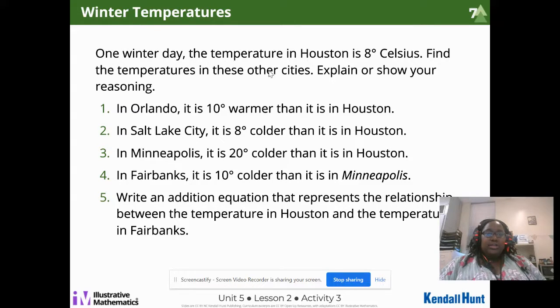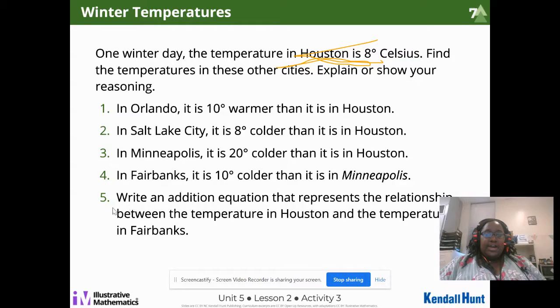So on a winter day, the temperature in Houston is 8 degrees Celsius. Find the temperature in these other cities and explain how you got it. So we're starting at 8 degrees here. And then each scenario changes. So this one says it's 10 degrees warmer than Houston. Question two says it's 8 degrees colder than Houston. Question three says it's 20 degrees colder than Houston. So if your starting temperature is 8, you're going to show the difference or the sum between the city of Houston and whatever the new city is.